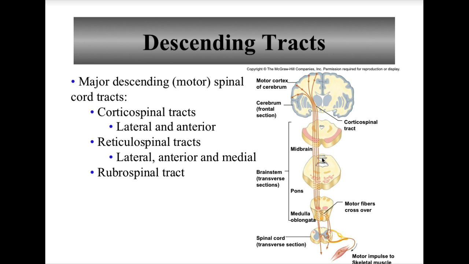Then you have the reticulospinal tract. As far as location, the anterior tract is in the anterior column. The lateral tract is in the lateral column, and the information carried by the reticulospinal tracts is going to be control of muscle tone and our sweat glands. And then you have the rubrospinal tract, and its location is in the lateral deep column, and the information carried is going to be control of posture.